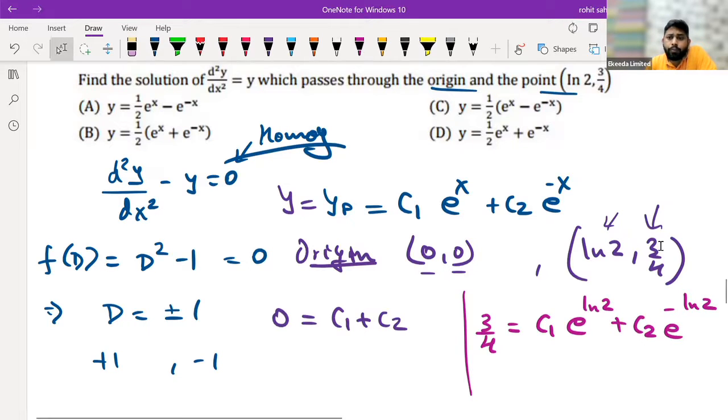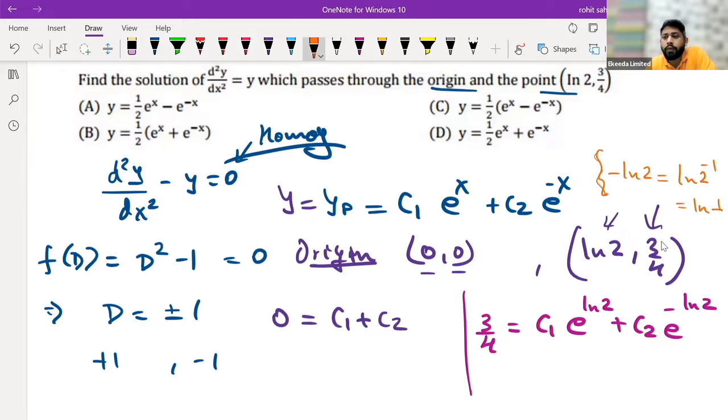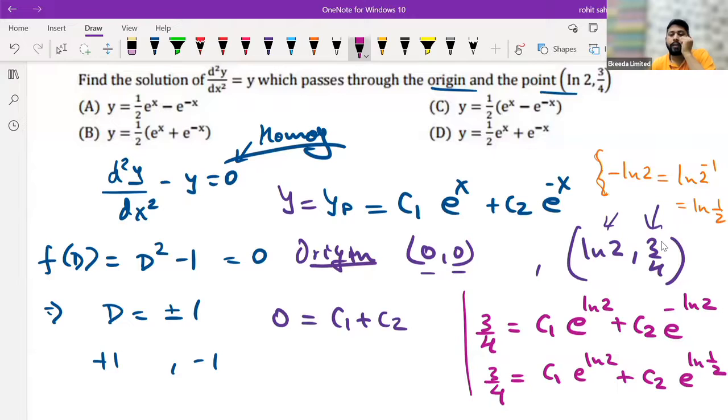अब मुझे एक बार बता दो माइनस ln2 का क्या मतलब होता है. माइनस ln2 का मतलब हो गया ln2 to the power of -1, जिसको आप ln 1/2 बता सकते हैं. Fine. Minus ln2 is like ln2 to the power of -1. So can I say that this is actually 3/4 equal to c1 also. Like पहले एक बार ये लिख लेते हैं, e^ln2 plus c2 e^ln 1/2. पहले तो मैंने ये लिख लिया.